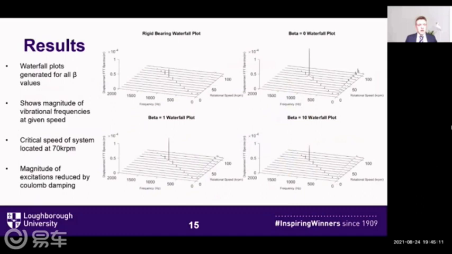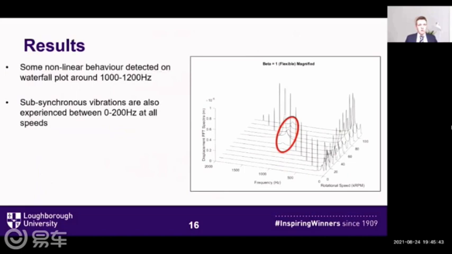Here we can see waterfall plots which were generated so that the vibration frequencies could be seen at any given speed and the magnitude could easily be displayed. Again, here we can see the critical speed of the rotor. It can be identified at 70,000 RPM, which is exhibited as the large spike roughly in the center of the waterfall plot. Again, we can see the magnitude of the excitation being reduced by the Coulomb damping effect. As the index is increased, or the value of beta is increased, the magnitude of the resonance is decreased.